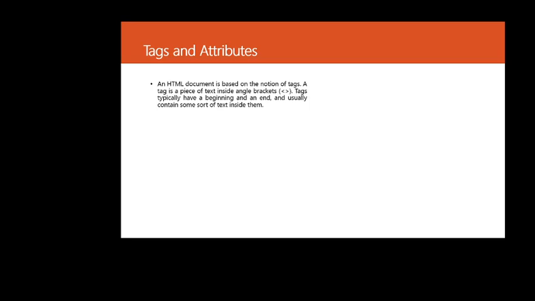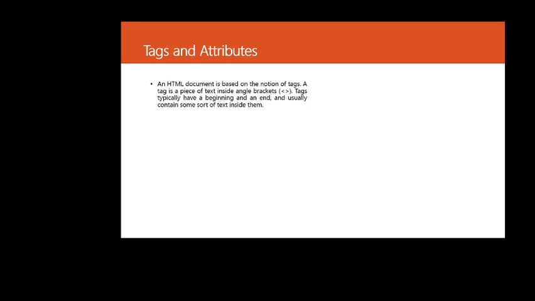So to start with the basic structures which are available in HTML, the fundamental structure which is required to design an HTML page or document is known as tags and attributes. An HTML document is based on the notion of tags. And what is a tag? It is a piece of text inside angular brackets.